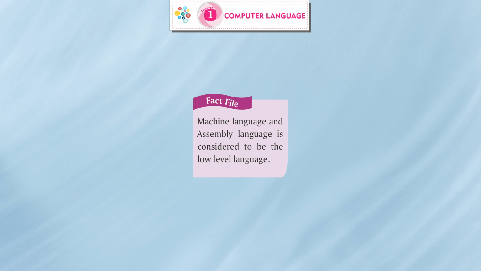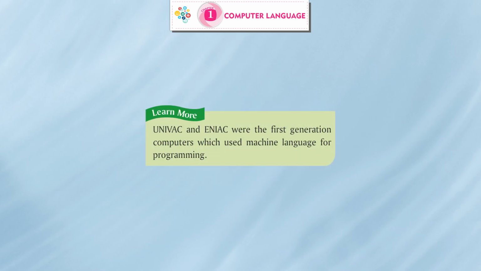Fact: Machine language and assembly language are considered to be low-level languages. Learn more: UNIVAC and ENIAC were the first-generation computers which used machine language for programming.